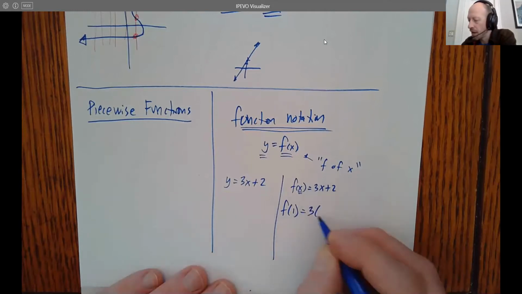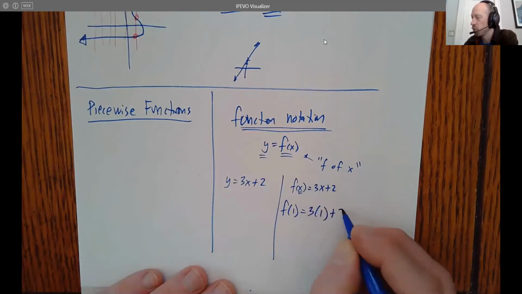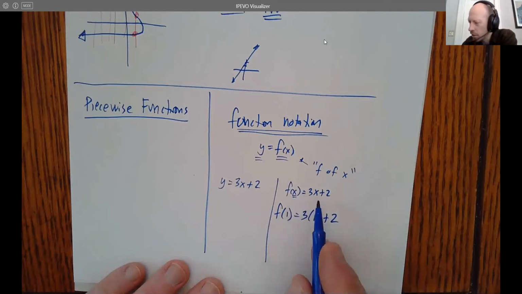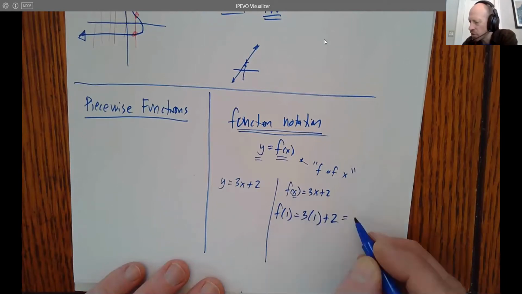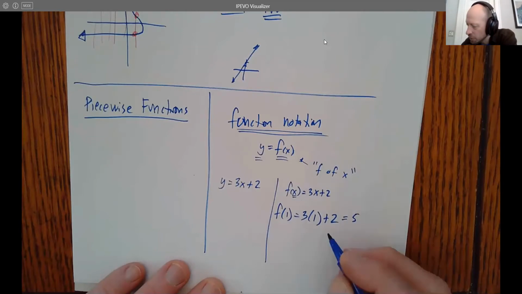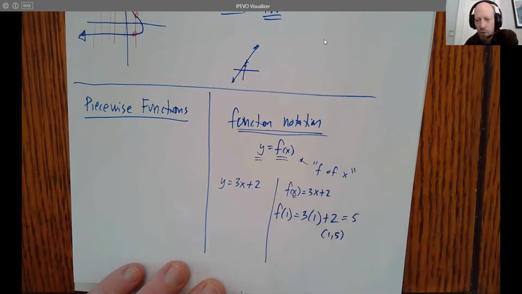So we get 3 times 1 plus 2. Notice what I did is I just replaced the x value here of 1 with this value 1, and I did my calculation, and that spits out 5. So what that's doing is giving me a point or an ordered pair, right? This is the x value, which is 1, and this is the y value, which is 5.